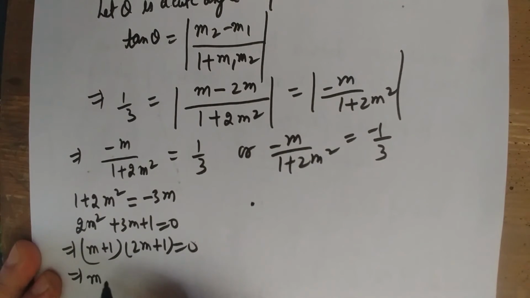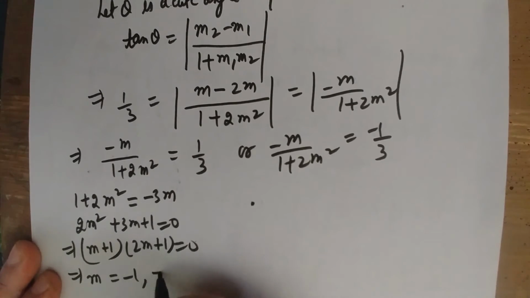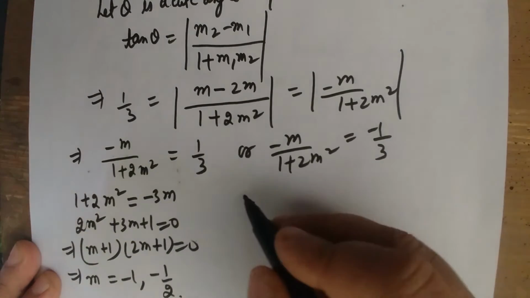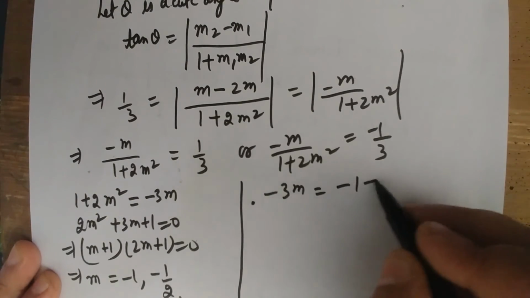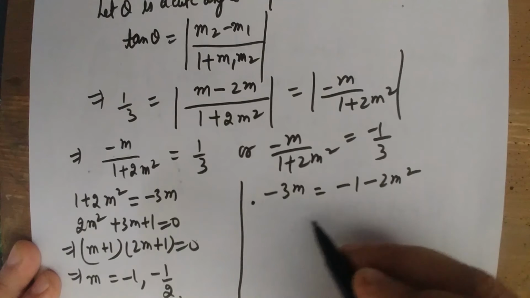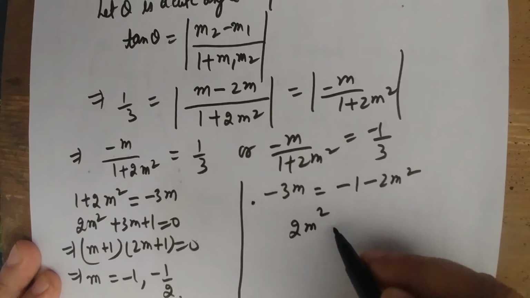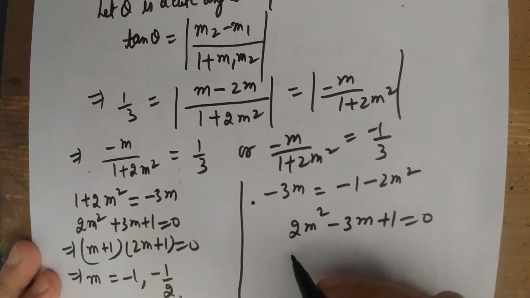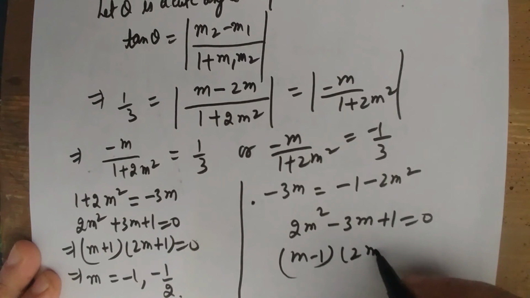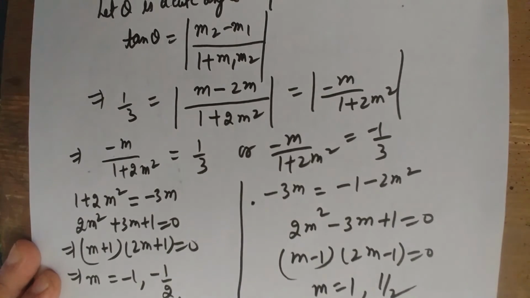So I'll get the value of m as minus 1 and minus half, right? For the second case, I'll get minus 3m is equal to minus 1 minus 2m square. Taking it to the other side, 2m square minus 3m plus 1 equal to 0. So the factors will be m minus 1 and 2m minus 1 equal to 0. So m will be equal to 1 and m is equal to half.